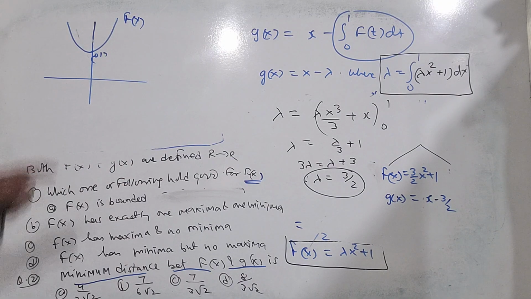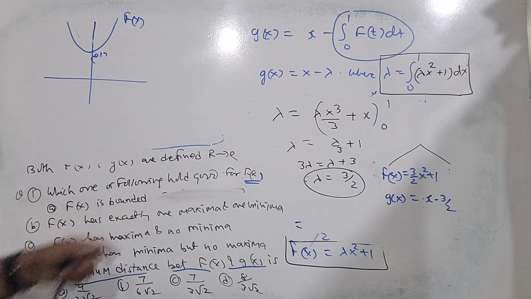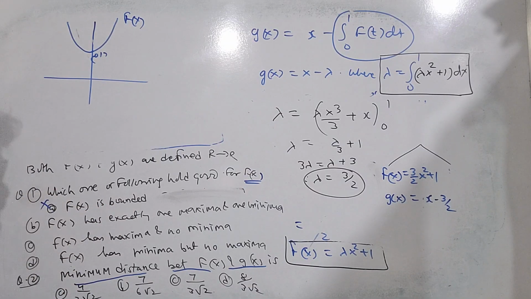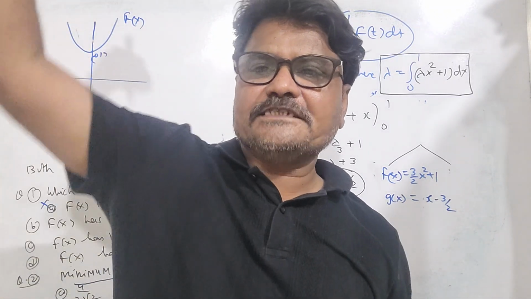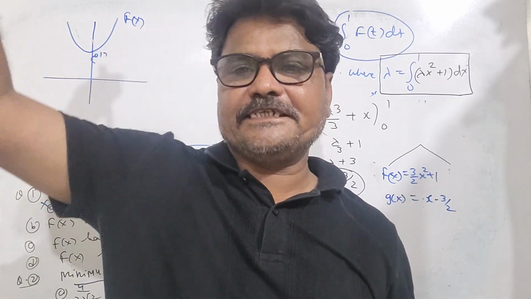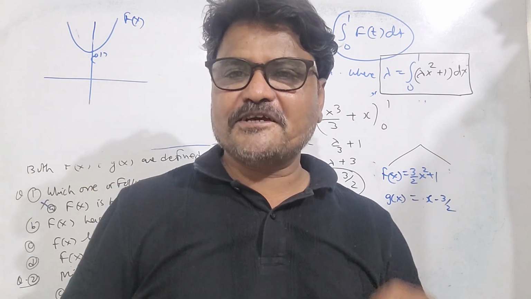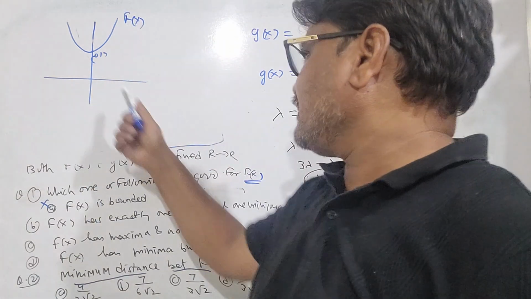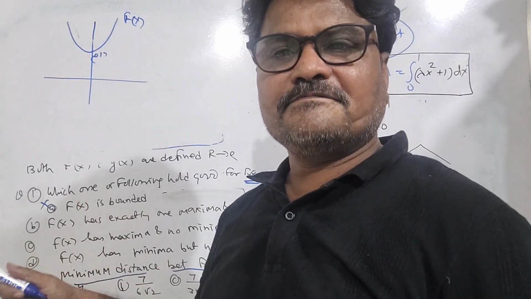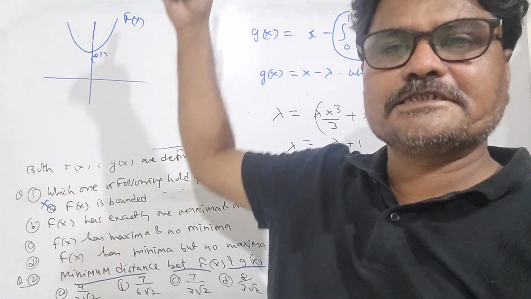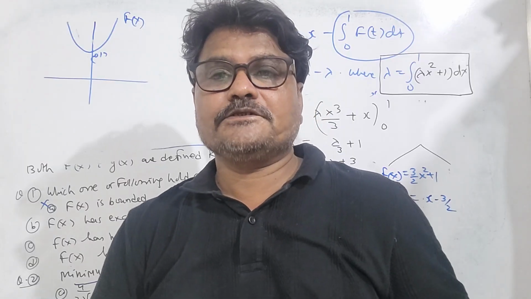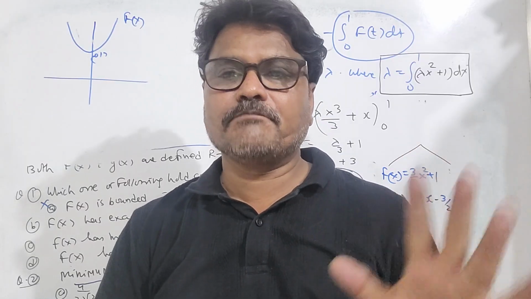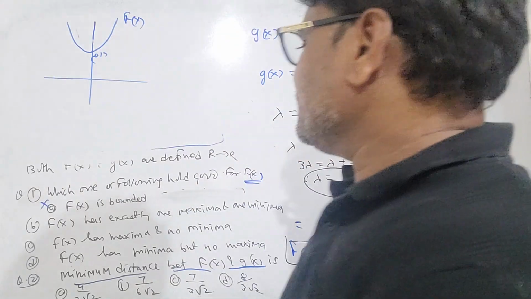Now what about this option? f(x) is bounded? No, f(x) is not at all bounded, because its maximum value approaches infinity. Minimum value is 1, but maximum approaches infinity. I have already explained in the last videos the meaning of bounded. So therefore it is not bounded.